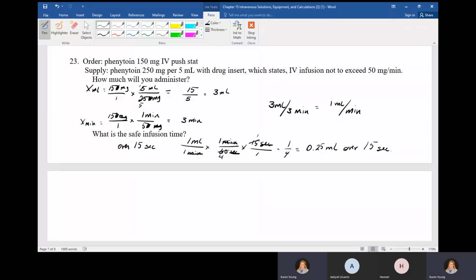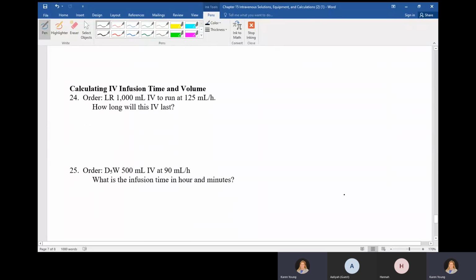So did we get 25 hundredths of a milliliter every 15 seconds? Any questions anywhere? Well, this is where we're going to stop today. I think I've kind of overwhelmed your brains. We'll pick up with IV infusion time and volume, and that's the last section.